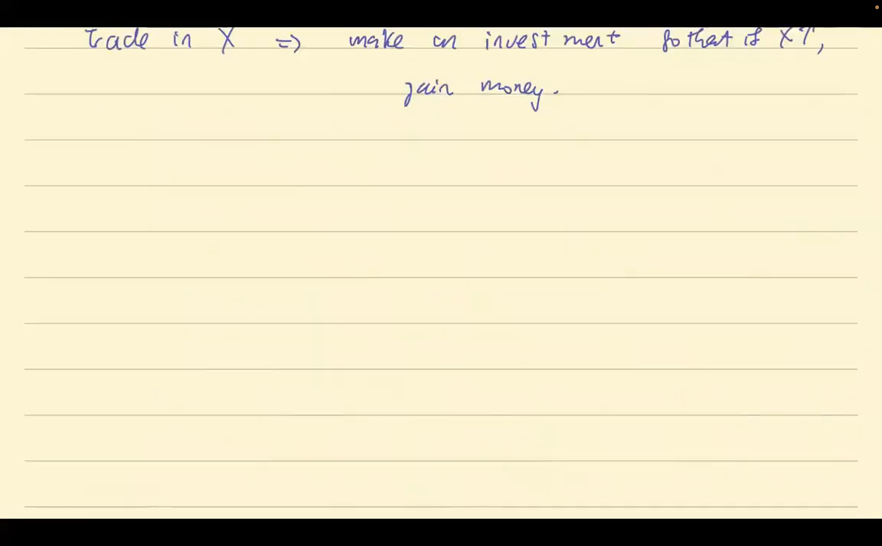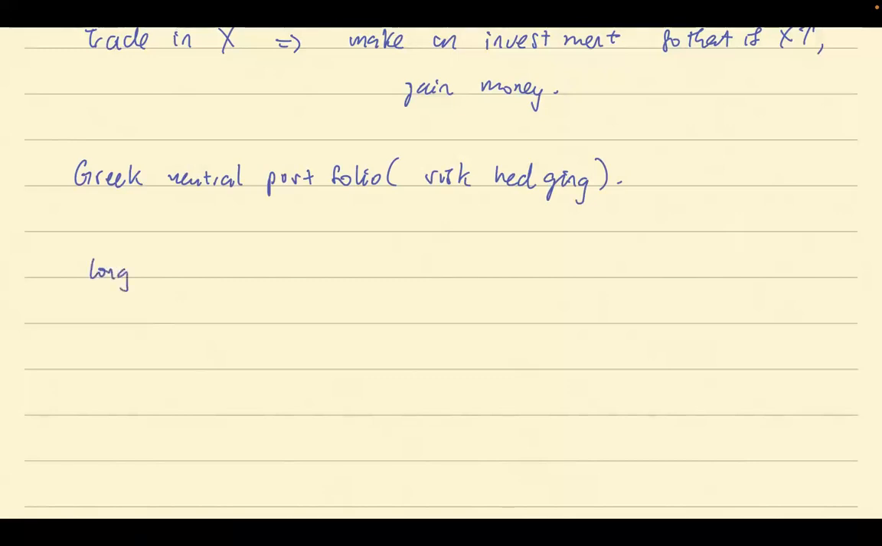So last but not least, I want to talk about the idea of a Greek neutral portfolio. And this has a lot to do with risk hedging. So the story is very simple, right? Suppose you long a call option. Then the language will be that you're exposed to the delta risk. What does that mean? That means that if the stock moves, then your portfolio value moves.